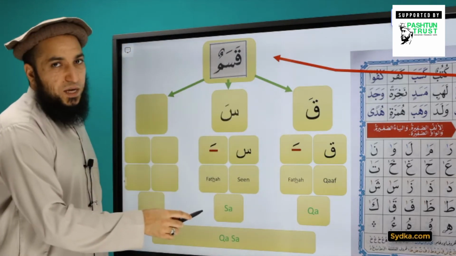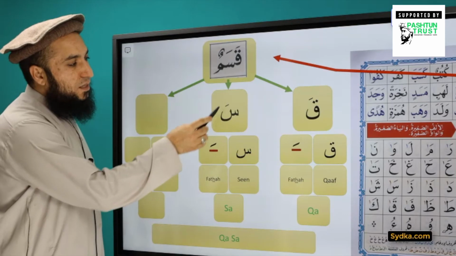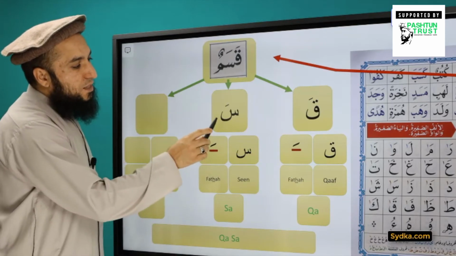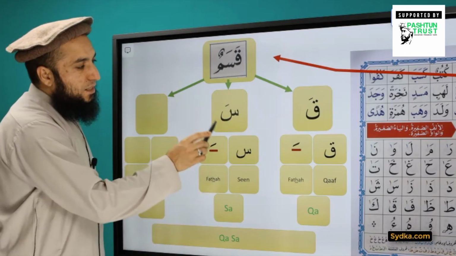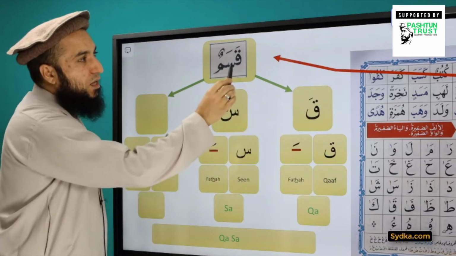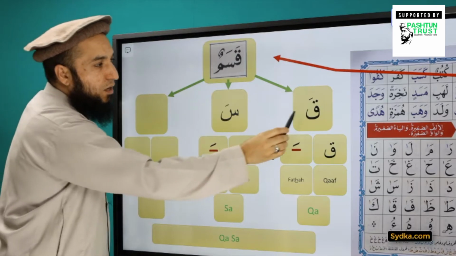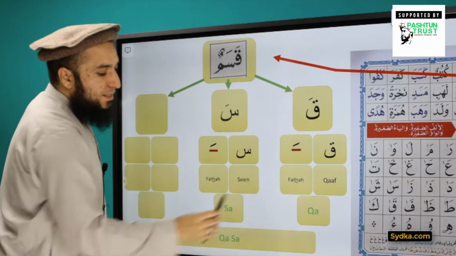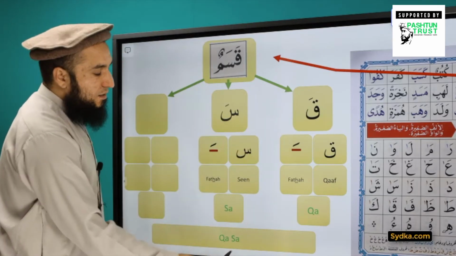The second syllable we have is sin fatha sa. Sin is not silent and it has fatha. Sin fatha sa. Sin fatha sa. So now we combine these 2 syllables and we have qasa, qasa.